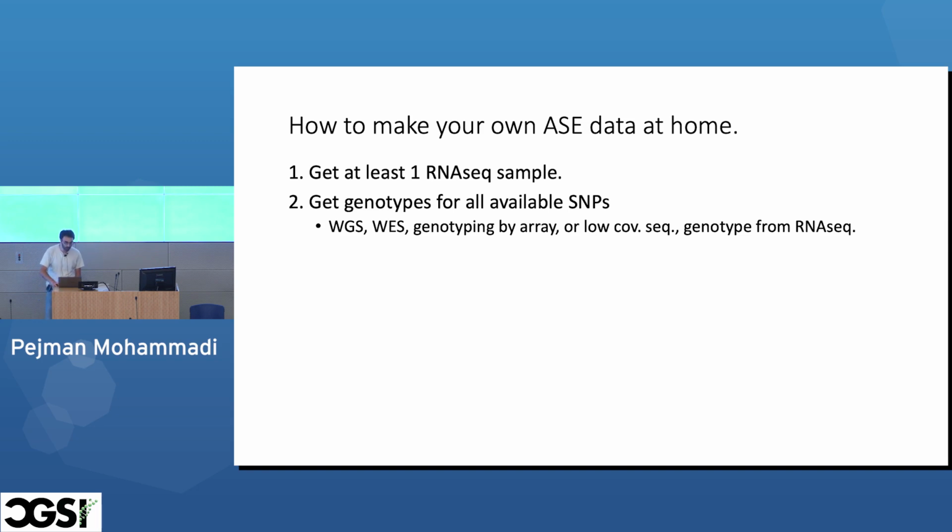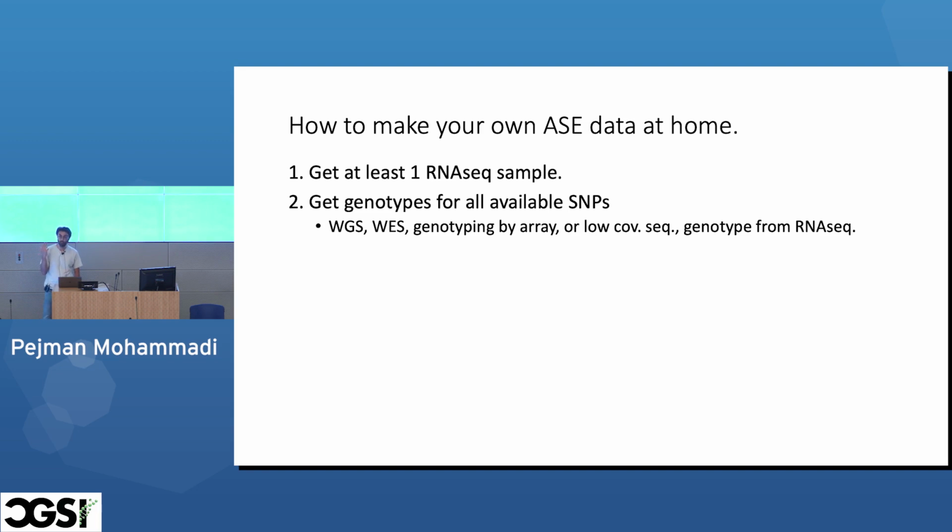All right, so how to make your own ASE data at home. To make your own ASE data at home, you need at least one RNA-seq sample. This is not something that necessarily needs a population, and because it has an extremely high heritability, even one single sample is informative. Now you would want to get genotypes for these samples. If you have whole genome sequencing data, that will be perfect.